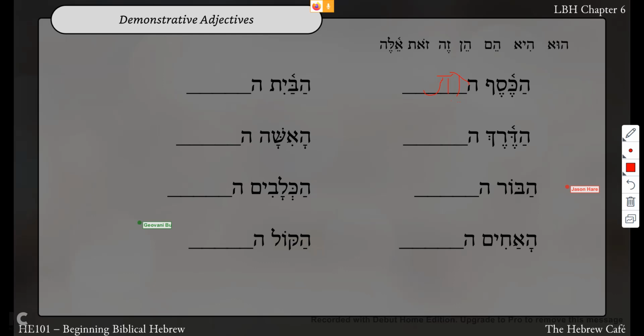This road. Yeah, this road, this way, exactly. Is there another one on the list that you could choose? Haderech hazot. Haderech hahi. Yeah, haderech hahi. What's the difference between haderech hazot and haderech hahi?